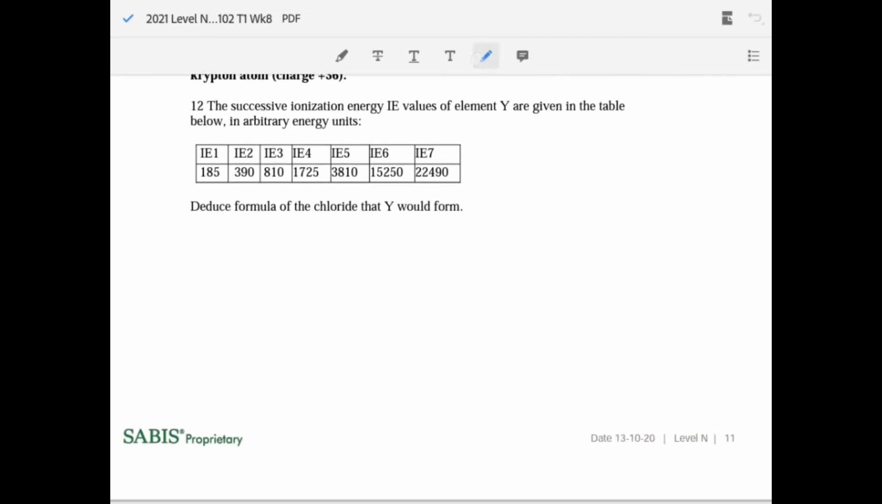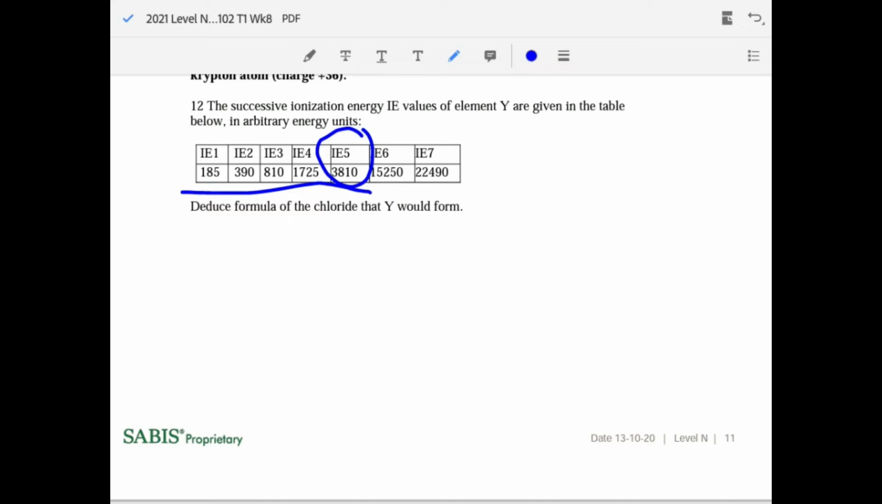Number 12, successive ionization energy. This one's very easy. You just check for the biggest jump, and this is around maybe 2 times, and 2 times, and 2 times, and then 2 times, and then here it's around a 5 times jump. So you can tell that it's group 5 because it has 5 valence electrons.